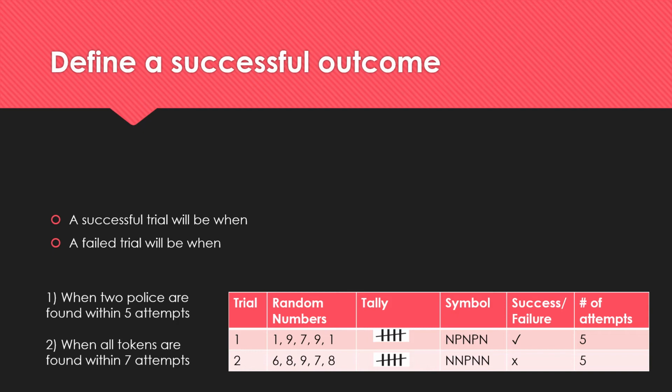So you want to state what parameters constitute a success and give examples of the success. So in another example, it might be when all tokens are found within 7 attempts. So that might be what you write.